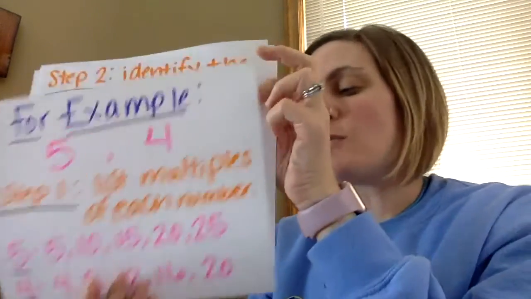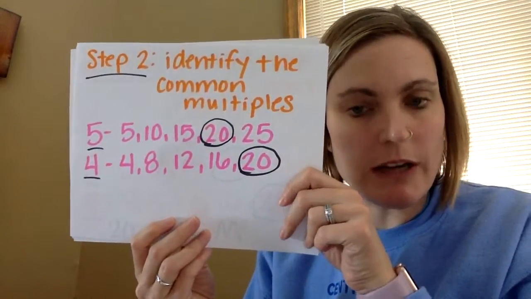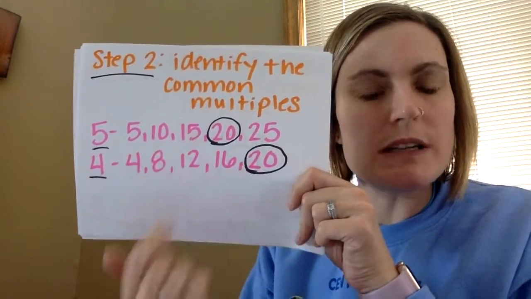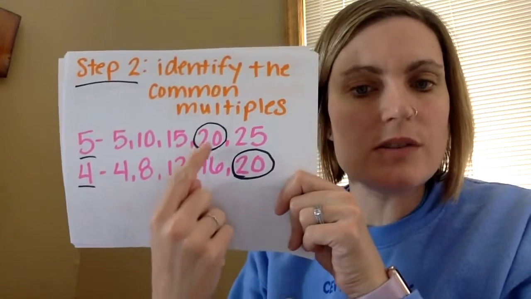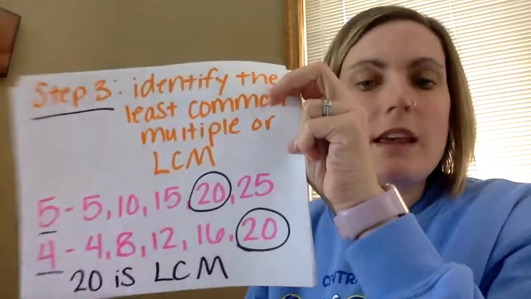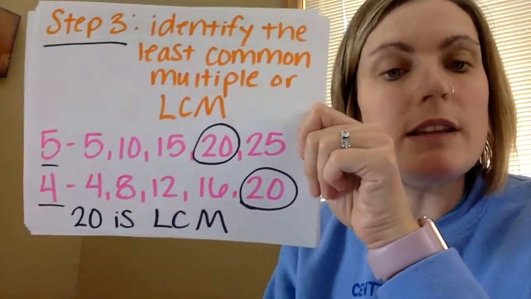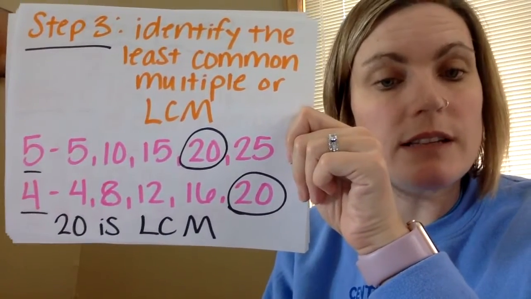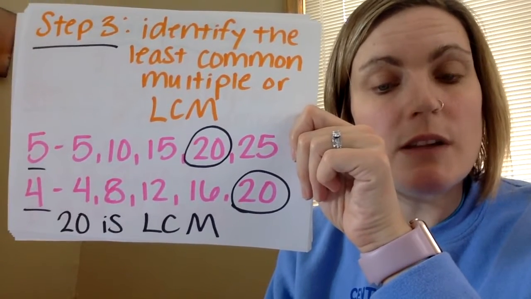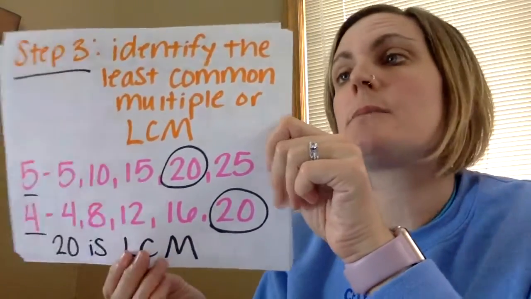Step 2, once I've listed those multiples, is to identify the common multiple. If I look at the lists I just created, the number 20 is the same in both of those lists. So I'm going to circle the number 20. Then step 3 is to identify the least common multiple. In this case, I only have one common multiple in the lists, so 20 would be the LCM.